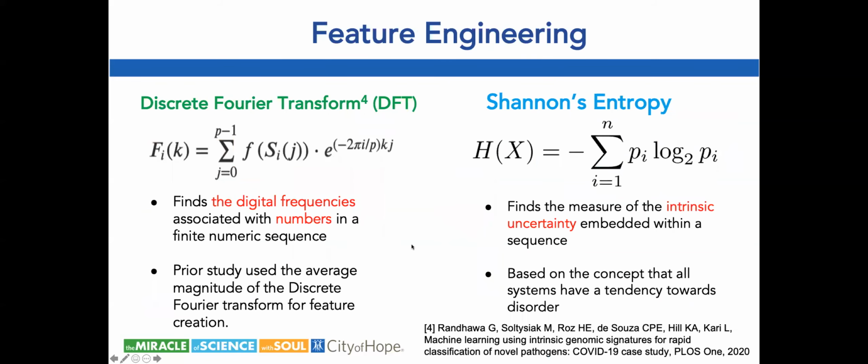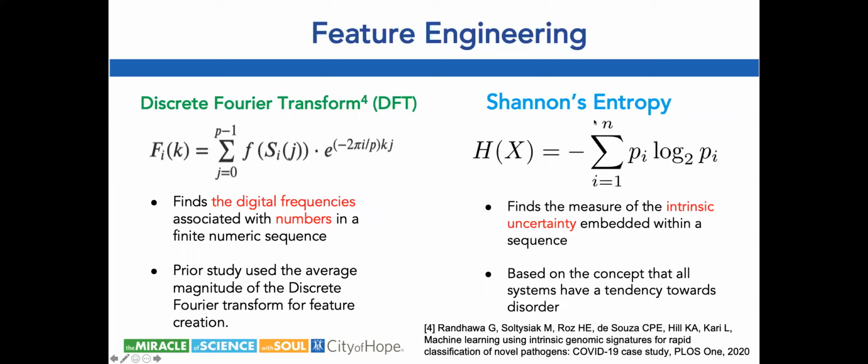Okay, so the features that we have used are the discrete Fourier transform and Shannon's entropy. So just to briefly talk about how we're using the discrete Fourier transform here, we create a numerical representation of our genetic sequence. And then based on this numerical representation, we feed it into a discrete Fourier transform and compute the average magnitude of that output. And that average magnitude becomes our final feature based on this paradigm.